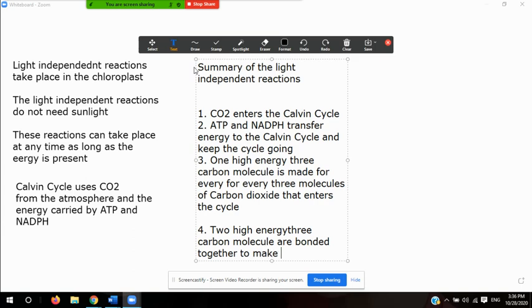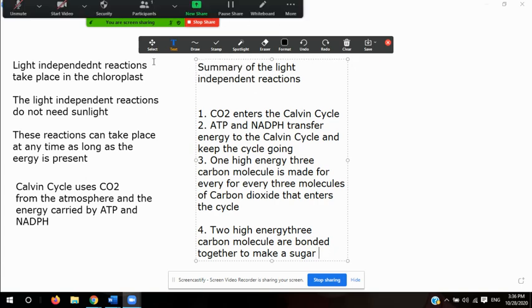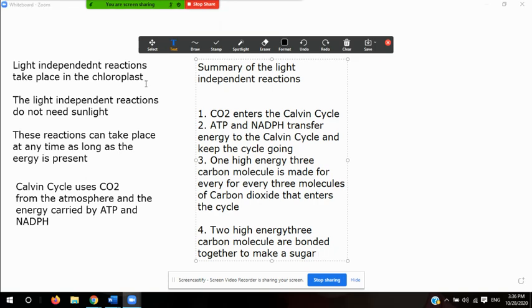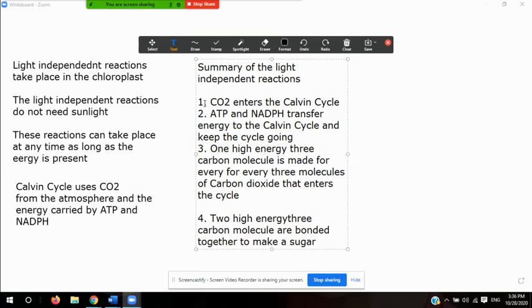To make a sugar. So basically, glucose, for example, which is a sugar that can be used in this process, is pretty much made between steps 3 and 4. Okay, so two high energy three carbon molecules are bonded together to make a sugar.